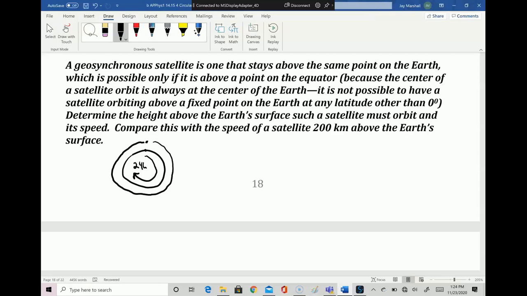Determine the height above the Earth's surface such a satellite must orbit and its speed. What kind of a satellite would we want to always be above the same point above the Earth? Missile. A missile satellite? Yeah. We don't want it to go anywhere. We just want it to be above the same point.